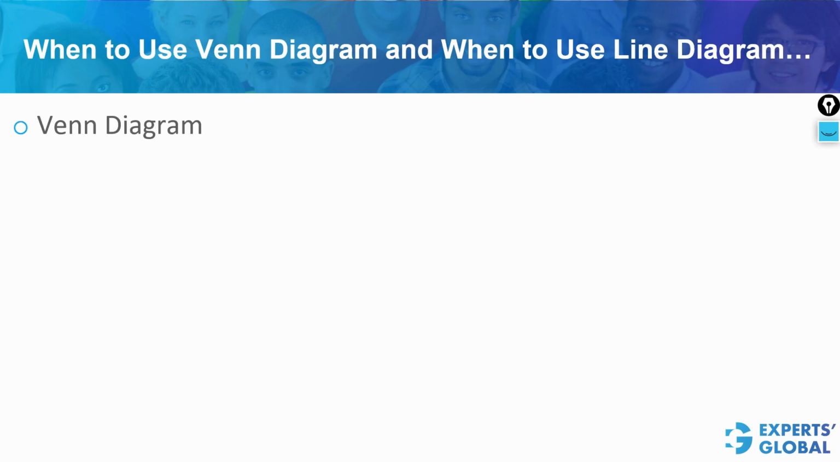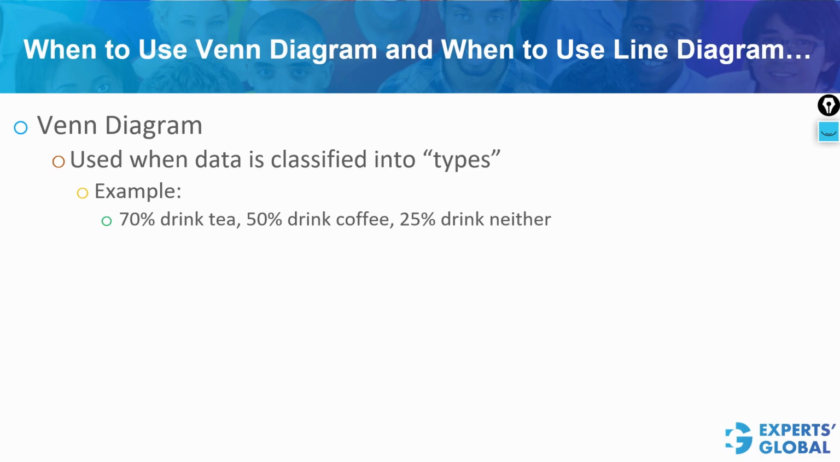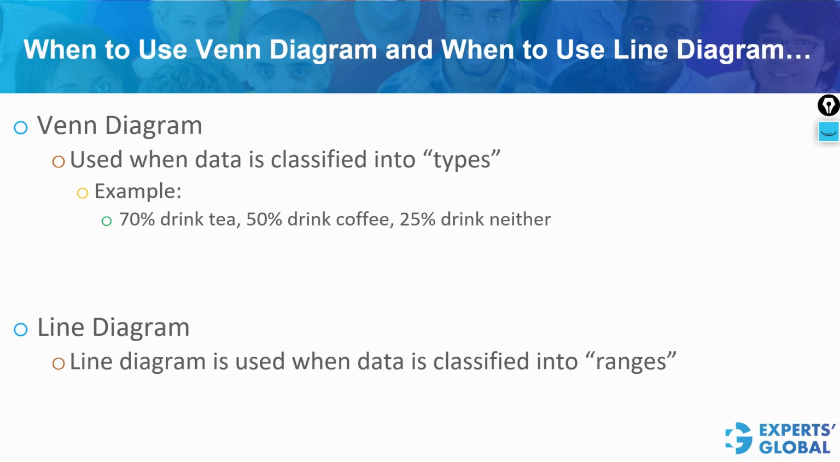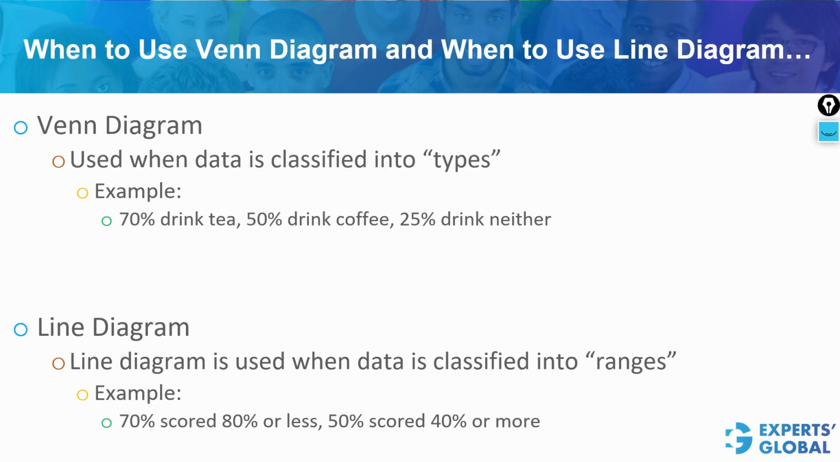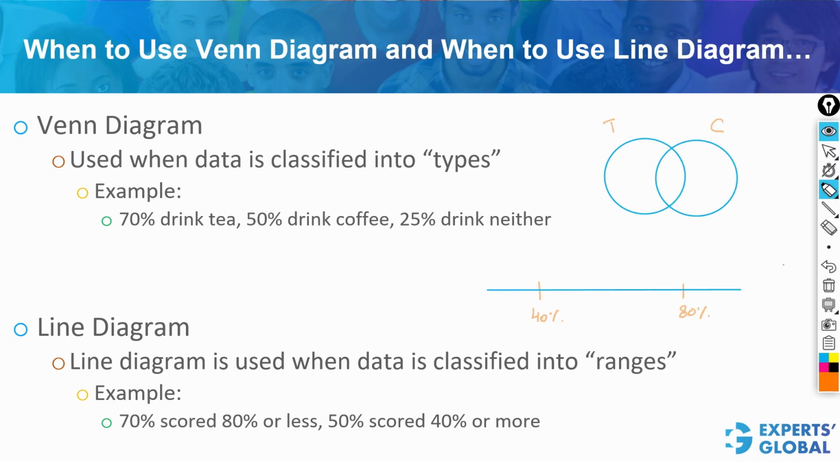Quick review. Venn diagram is used when data is classified into types, an example here, and line diagram is used when data is classified into ranges, an example here. You may want to pause the video and complete these two diagrams.